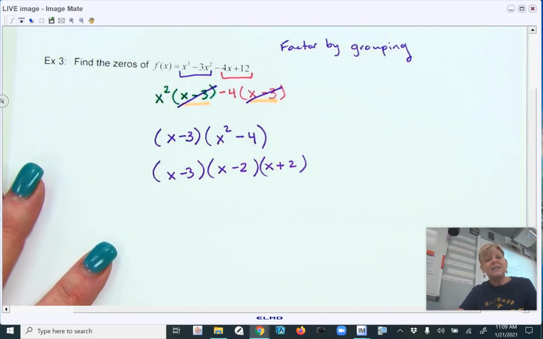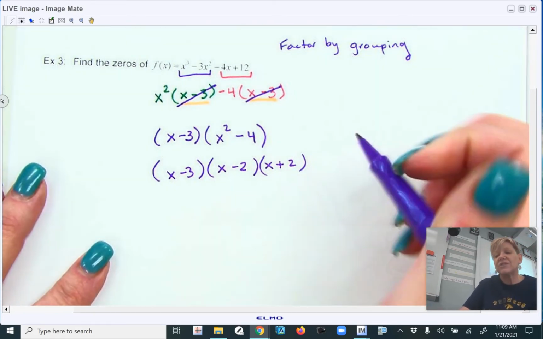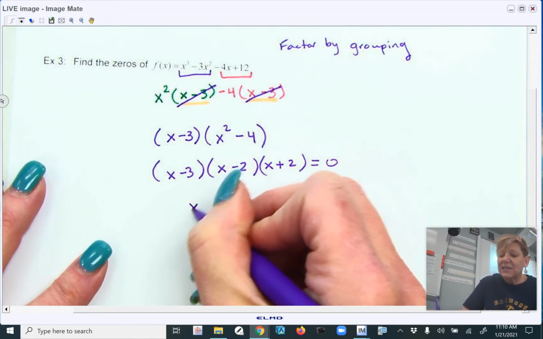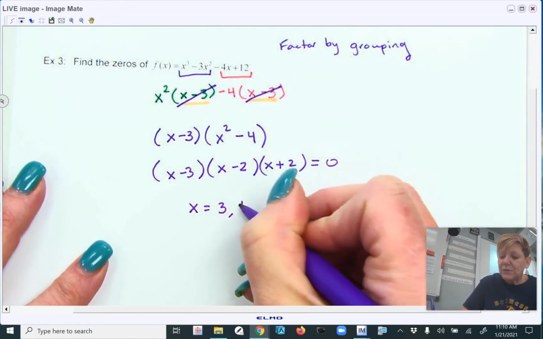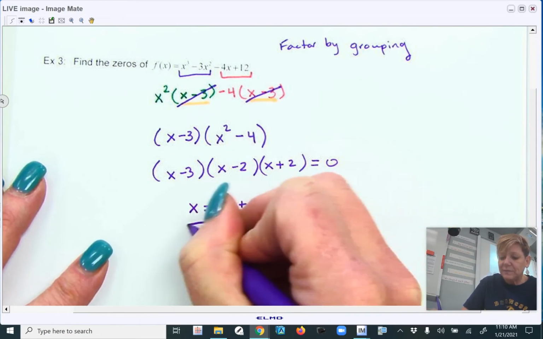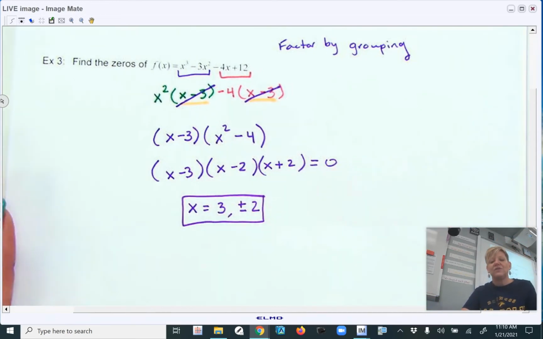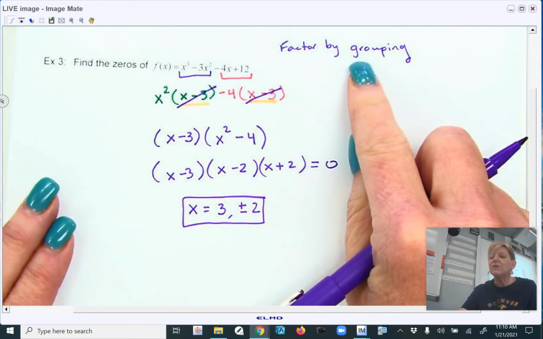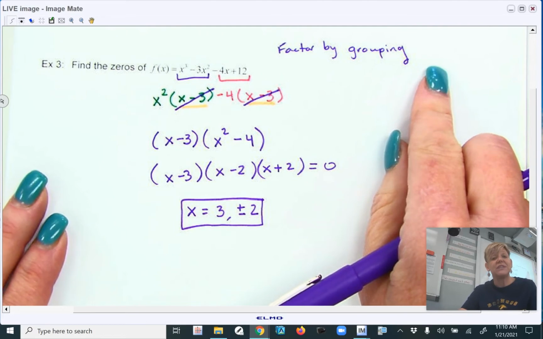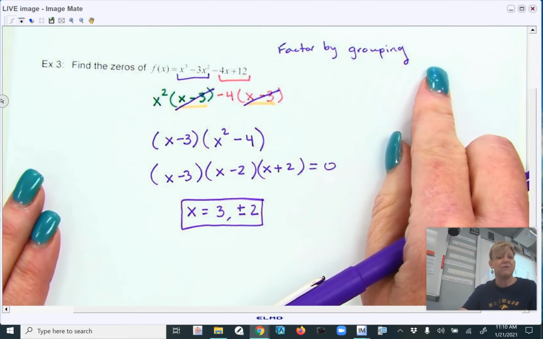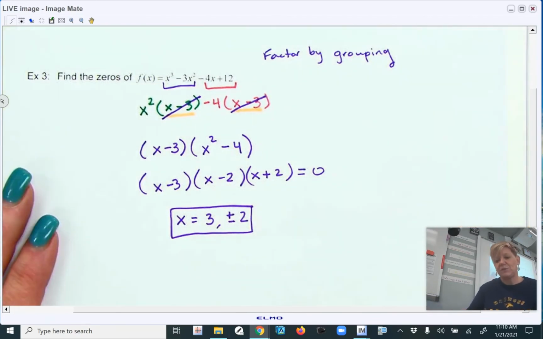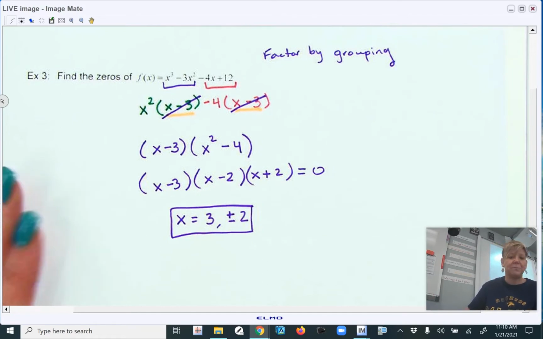So if I'm finding the zeros, I want to set those factors equal to 0. And so I'm going to get x equals 3 and plus or minus 2. So those are my zeros. If you didn't remember to use factor by grouping here, you could always use what we learned in 7.3 last week, which is the P over Q. But I like factor by grouping. Totally up to you.